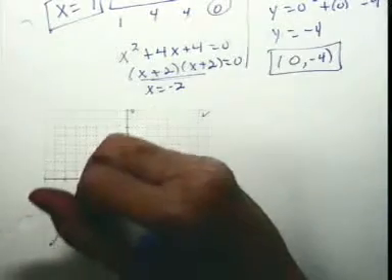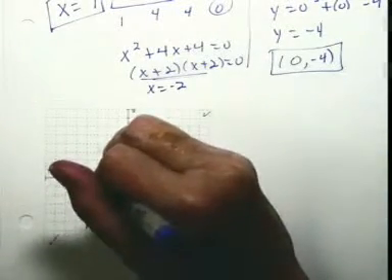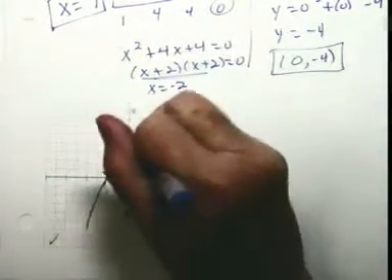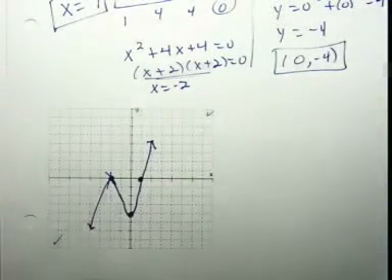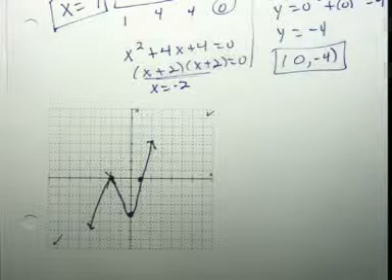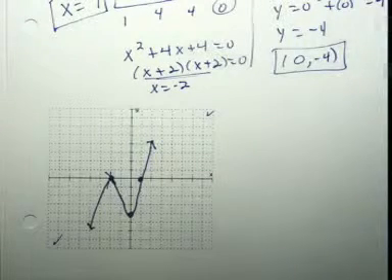The most common mistake is to not touch and turn. Do not cross through that one. I put an X there to show don't cross it, but you do have to go to that point and turn around.